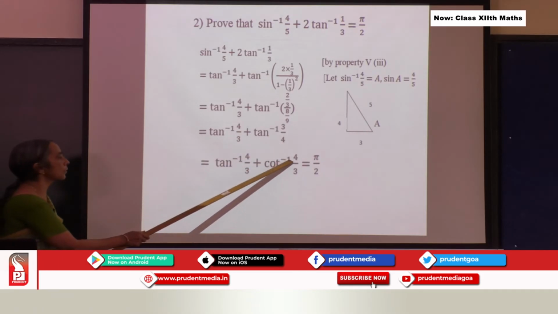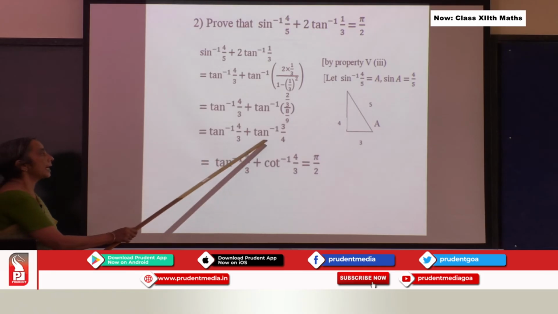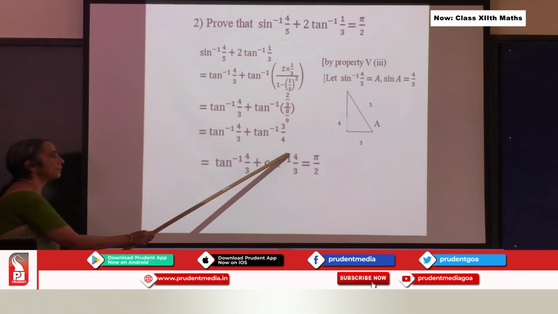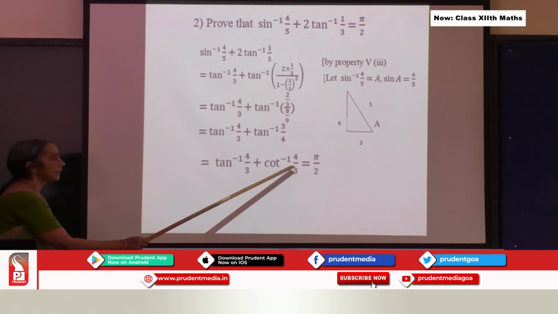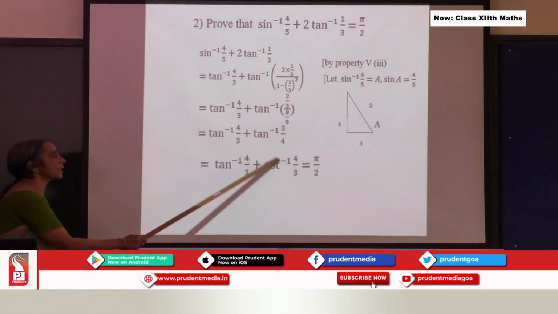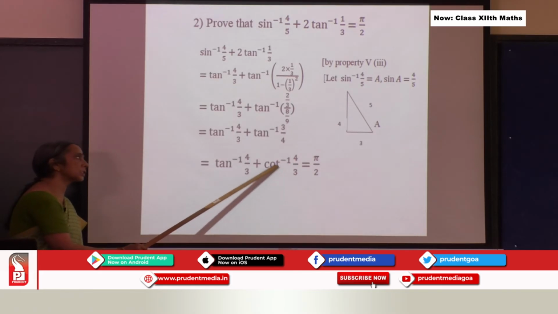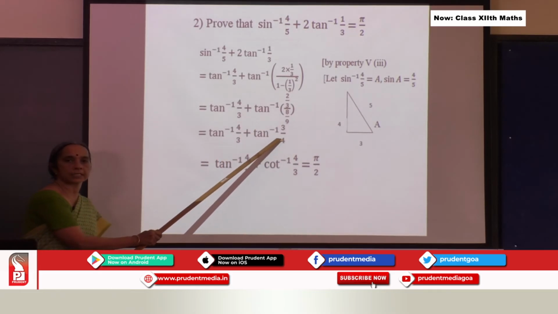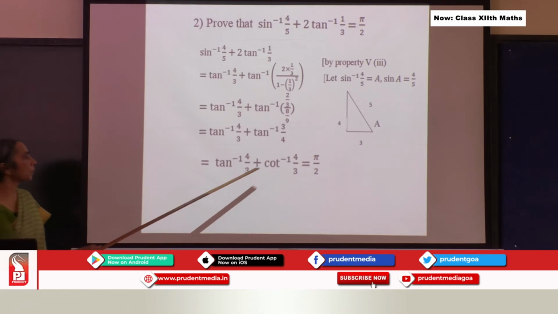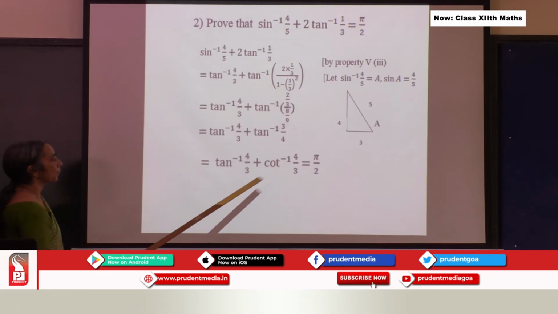How cot inverse of 4 by 3? It is by using the first property, tan inverse of 3 by 4 is cot inverse of 1 by 3 by 4, that is, 4 by 3. That's a relation between tan inverse of x and cot inverse of 1 by x. They are equal, or cot inverse of x and tan inverse of 1 by x. Both are equal if x is positive. Here it is a positive value, therefore we can write cot inverse of 4 by 3.